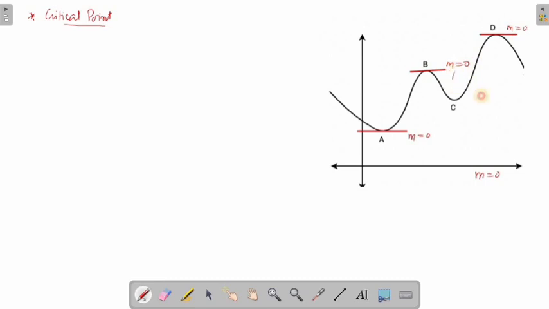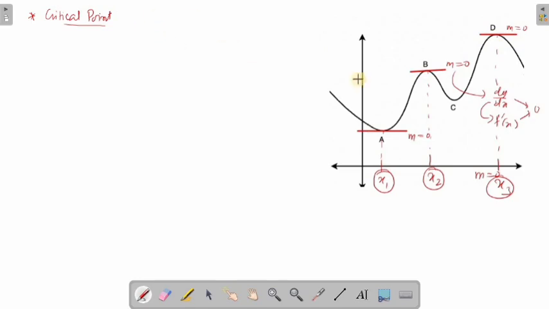So basically m stands for dy by dx, or you can call this f dash of x. Whatever you want to call it, these are equal to 0 at these points. So this is one point, let's call this x1. This is another point, let's call this x2. And let me call this point x3. So basically these x1, x2 and x3 are called the critical points, the points at which the derivative is equal to 0.